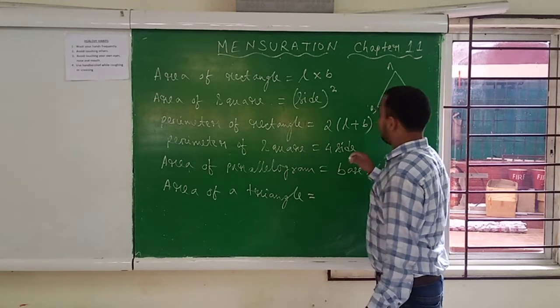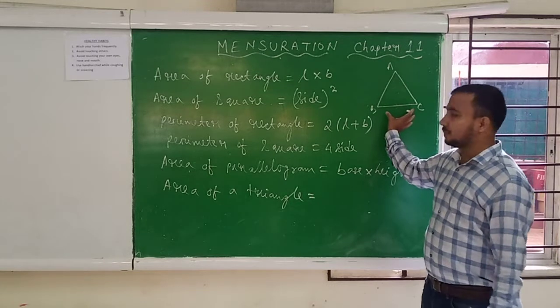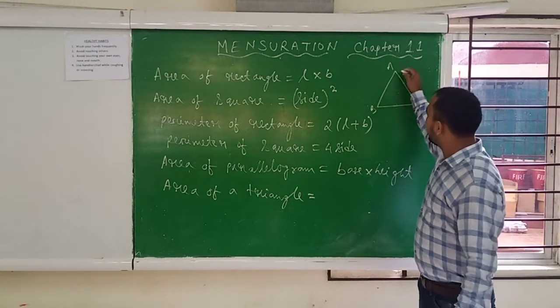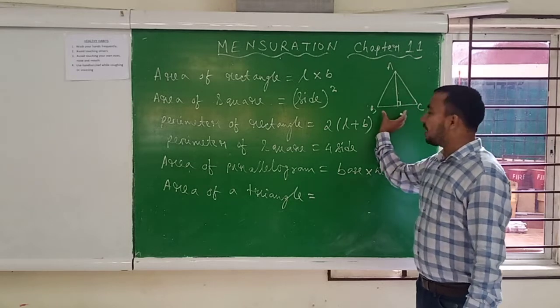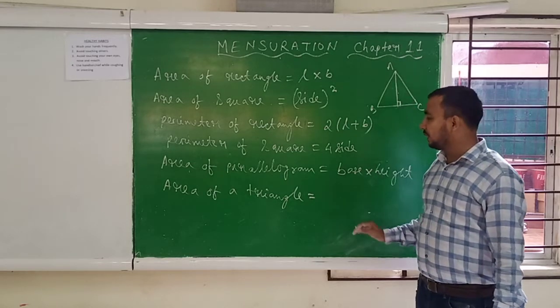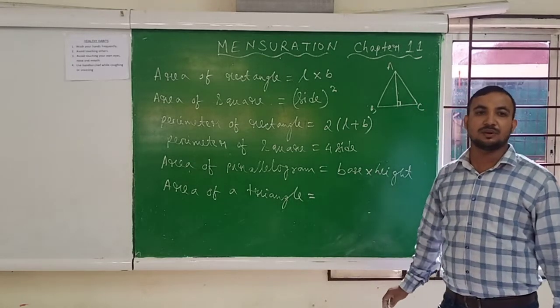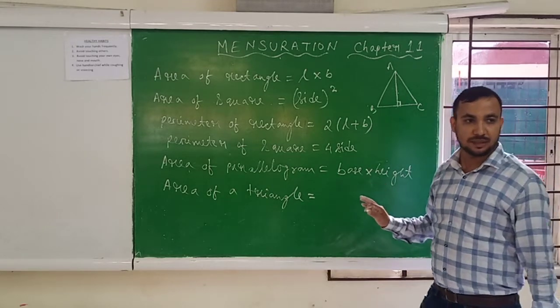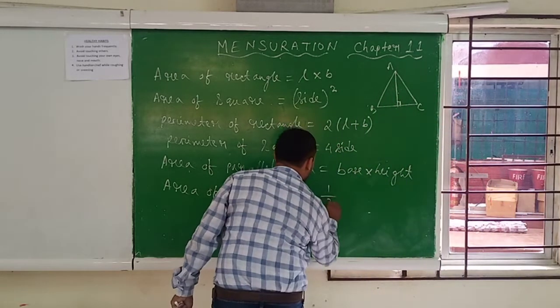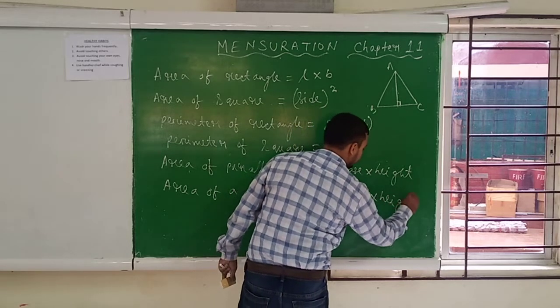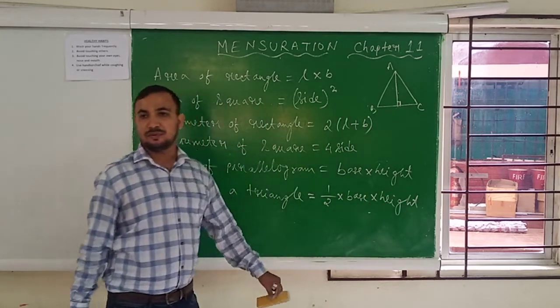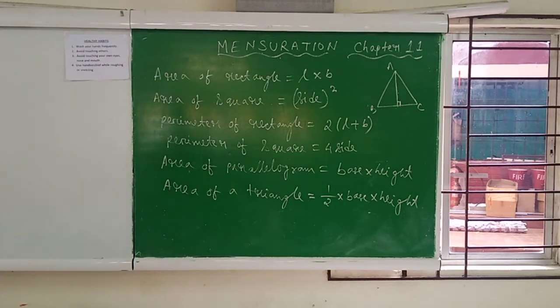Now for this, the base we consider this as the base for area of triangle, and the height is this. So this base has become half now. So we will use area of triangle equal to half into base into height. So this is half into base into height. So this is the area of a triangle. Okay.